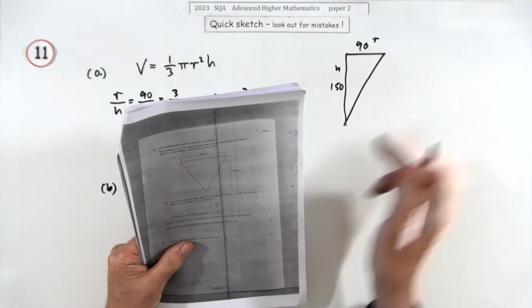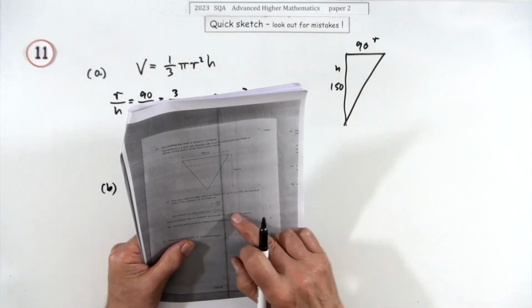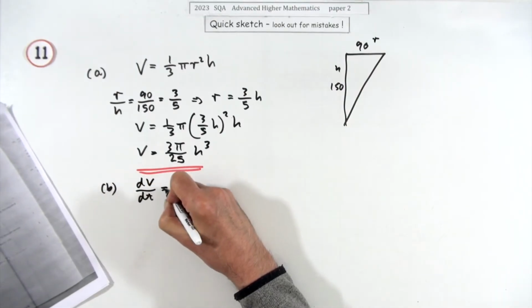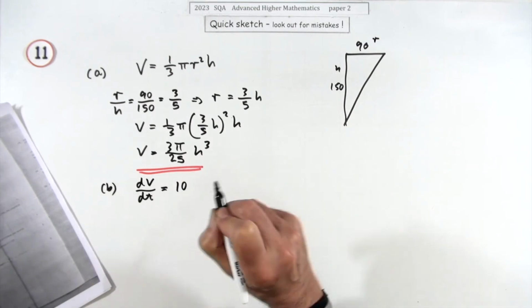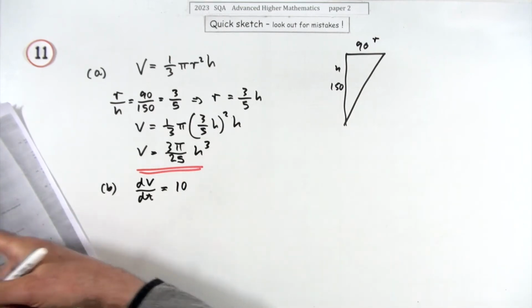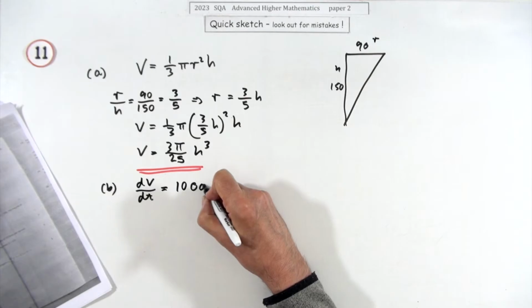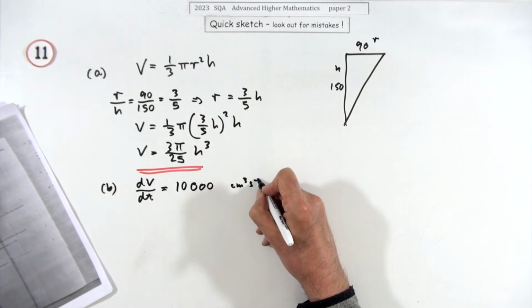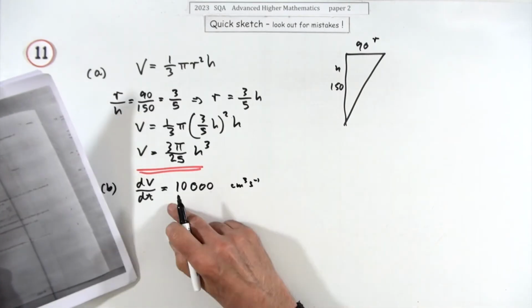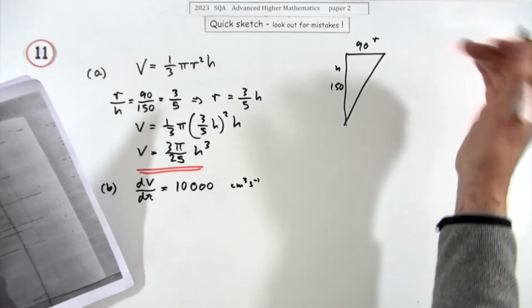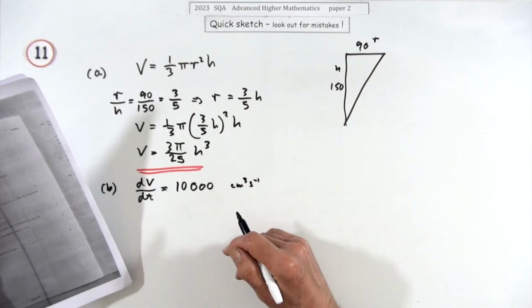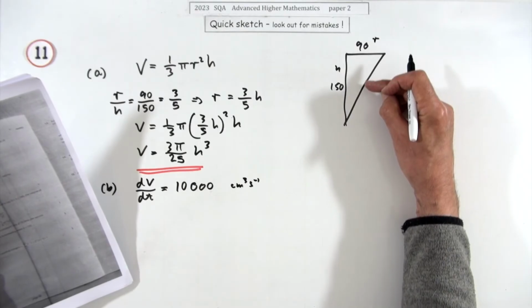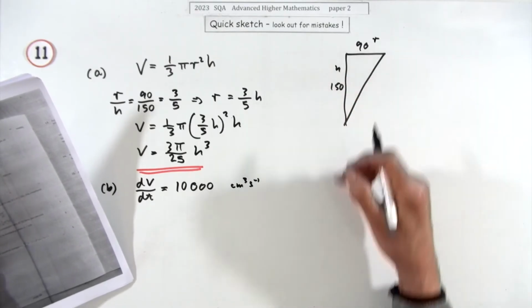Now, part B says water gets poured into that at a constant rate, so there's a change in volume. That means dV by dt is 10 litres. The rest is going to be centimetres, so that's 10,000 centimetres cubed per second. If it's getting poured in at 10 litres per second, how fast is the height changing when it's up at 125?